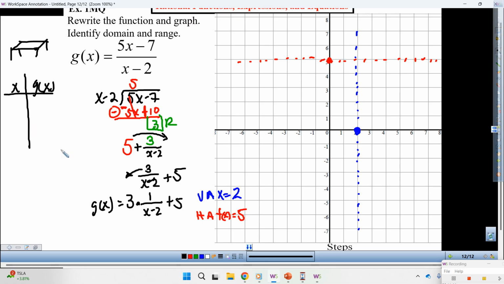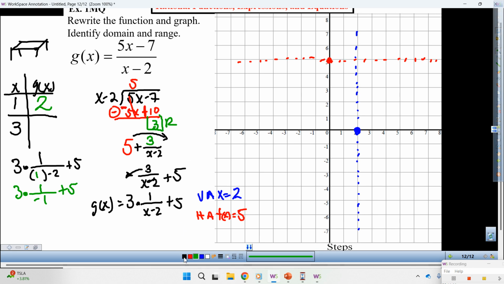Anyways, g of x. What 2 x values, tell your neighbor what 2 x values are we going to use for that graph? What 2 x values? Kelly, what 2 x values? 1 and 3 looks about right. So we get 3 times 1 over parentheses x minus 2, plus 5. We substitute the number 1 here, so that gives us 3 times 1 over 1 minus 2 is negative 1, plus 5. What is 1 divided by negative 1? Negative 1 times 3. Negative 3 plus 5, 2.